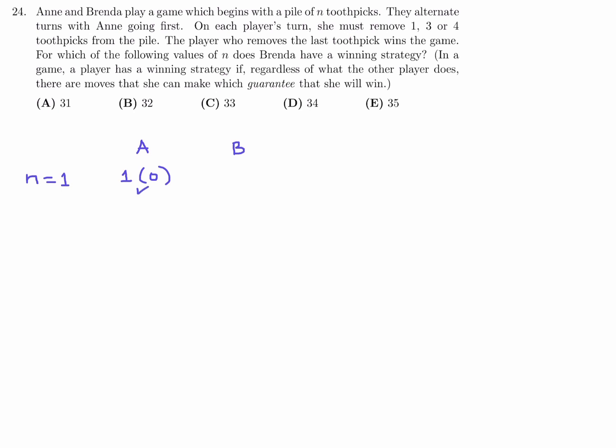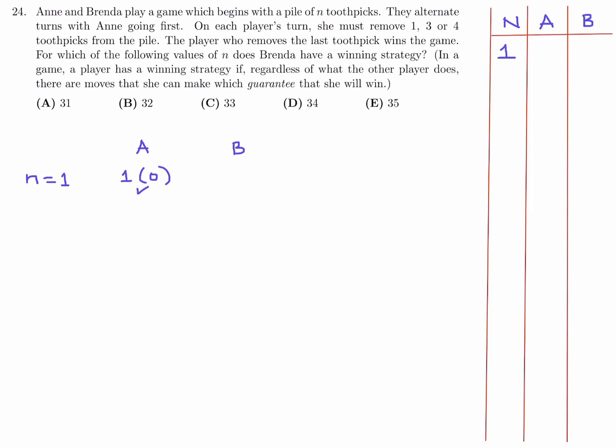So Anne wins. Now, what I'm going to do on the side here is that for every value of N, I'm going to write who won. Did Anne win or did Brenda win? So we'll just make a table on the side. So when N equals 1, it's Anne that wins. All right? So this is our system, what we're going to use. N equals 2.